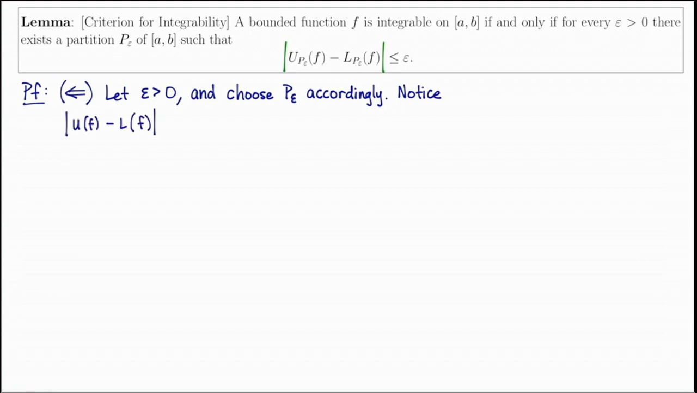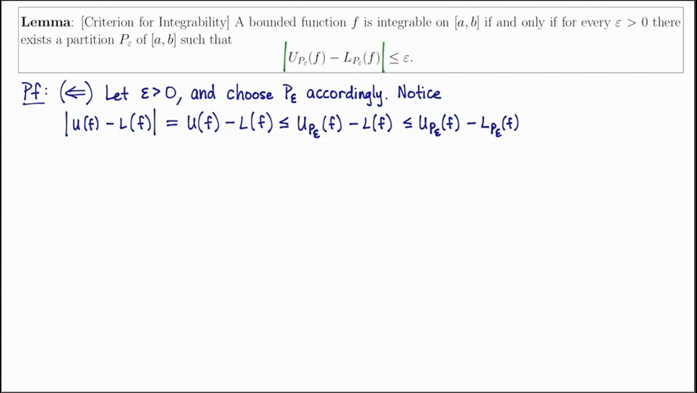Now notice that the distance between the upper integral and the lower integral, well actually I don't need absolute values here because we know U of f is always greater than or equal to L of f, so let's go ahead and take off those absolute values. The upper integral U of f is the infimum of the set of all upper sums. So U of f is a lower bound to all possible upper sums, which means U of f is less than or equal to the upper sum of f with respect to p epsilon. Similarly, L of f is a supremum of the set of all lower sums, which means here I'm taking off a larger number than if I only took off the lower sum of f with respect to p epsilon.